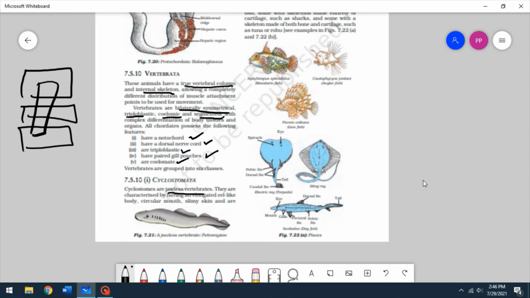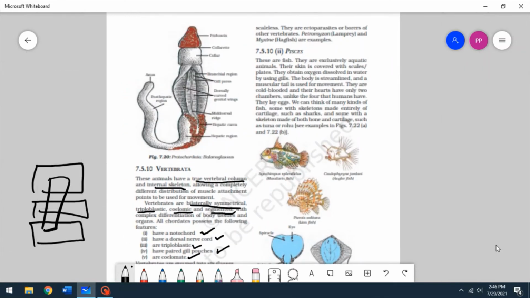They have an elongated eel-like body. They have a circular mouth. They have slimy skin, and they are scaleless. They don't have scales. They are ectoparasites or borers of other vertebrates. So they are also a type of parasite. Lamprey and hagfish are all examples of cyclostomata.